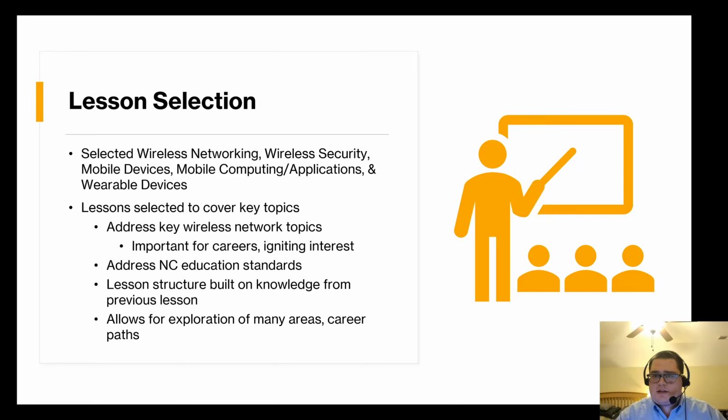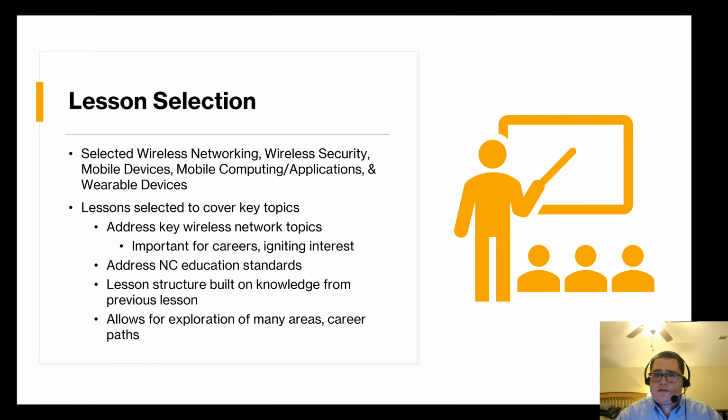These lessons were selected for several reasons. Number one, we wanted to cover key topics in the wireless networking field. These topics are important in career fields, but they're also important for generating interest in the career fields. Additionally, these topics address several North Carolina education standards. The North Carolina education standards that they address we'll go over in a few slides.